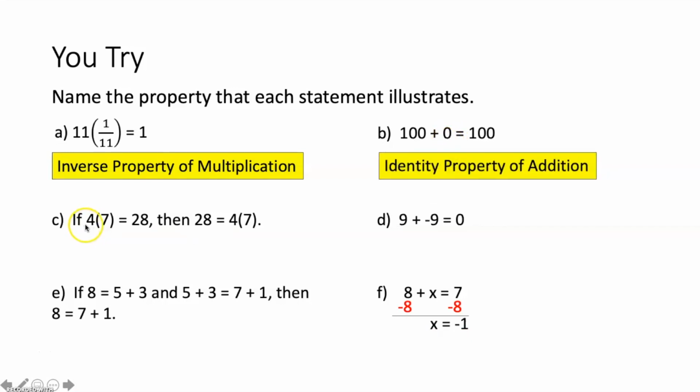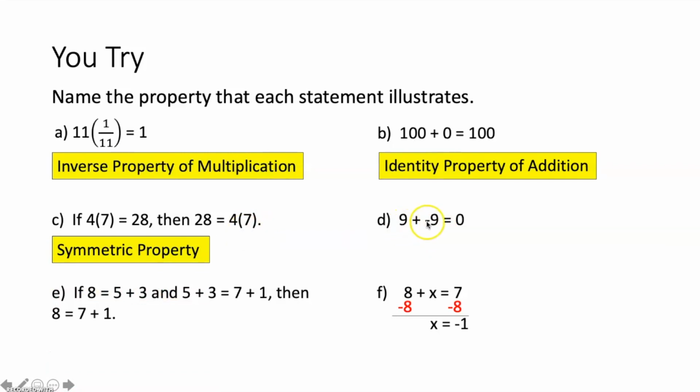Part C, we have if 4 times 7 is equal to 28, then 28 is equal to 4 times 7. So if one thing equals something else, then that something else equals that one thing. So you're just flipping the equation. So it's the same thing on both sides. It's symmetric, therefore it's the symmetric property.